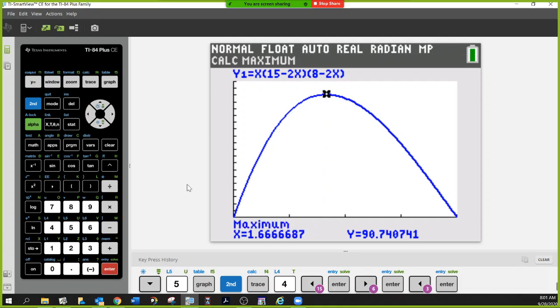Now remember, part C was asking for what is the maximum volume. The maximum volume is right here. It's second trace, not just trace. If you do just trace, it'll allow you to move along the curve, but it'll never be exact answers. You have to do second trace to get exact. So our maximum volume is around 90.74. And it happens when the squares are 1.6 repeating inches long. That's what that's showing us. So that answers part C and part D.